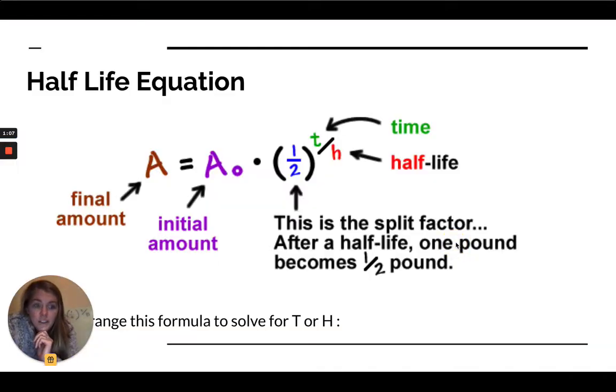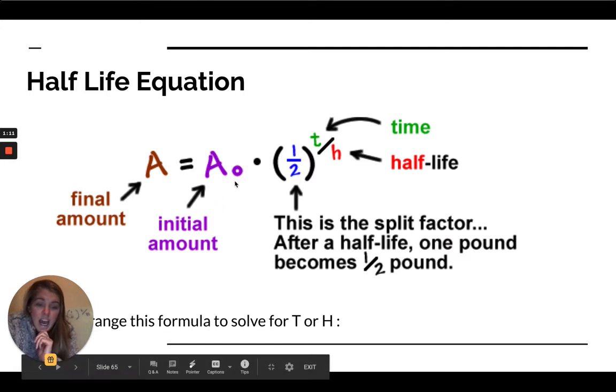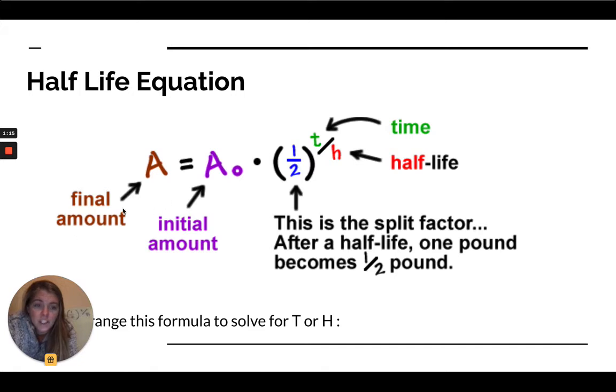Our formula you're going to be using to solve half-life is A equals A naught times 1/2 to the T over H, where A is our final amount, A naught is our initial amount, that's what that little thing means, our initial amount. 1/2, it's a split factor. T is time as usual, and H is going to be our half-life.